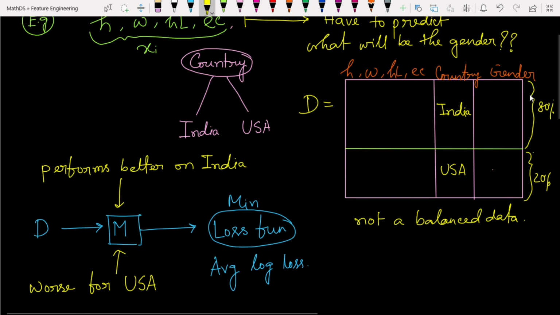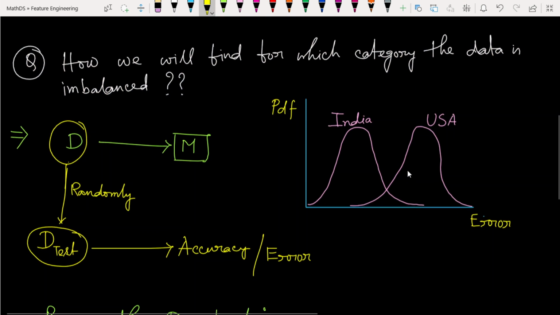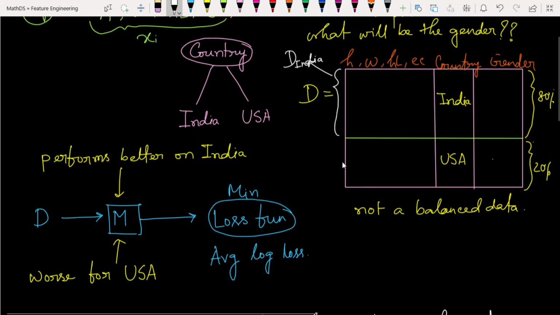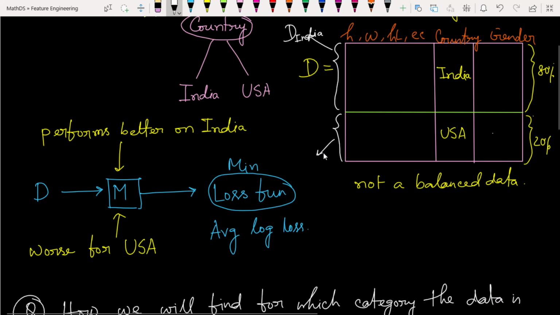In this data, 80% comes from India and 20% comes from the USA. By simply using this plot, we can understand. First we slice the whole data: the 80% from India is called D India, and the 20% from the USA is called D USA.